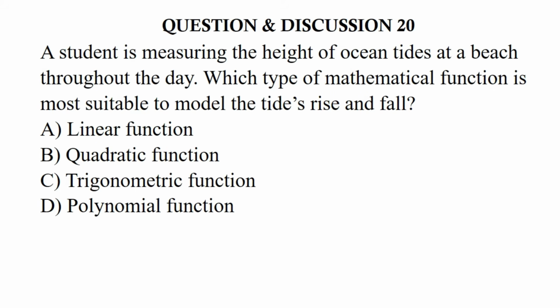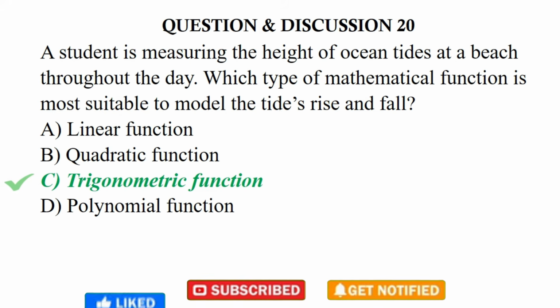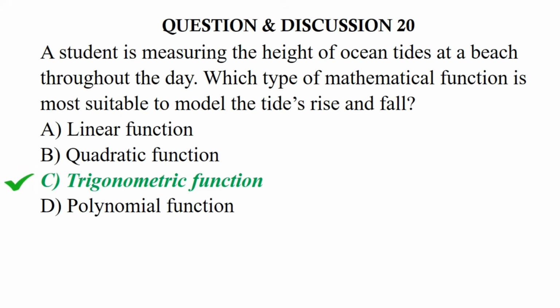The question describes a student measuring ocean tides at a beach throughout the day. Tides naturally rise and fall in a repeating cycle caused by the gravitational pull of the moon and sun. This motion is not straight like a linear function, nor does it form a single curve like a quadratic. Polynomial functions can model certain curves, but they do not repeat in a predictable cycle. The key feature of tides is periodicity. The pattern repeats regularly over time, similar to waves. Trigonometric functions, such as sine and cosine, are designed to represent oscillations and periodic behavior, making them the most appropriate choice for modeling tidal patterns.